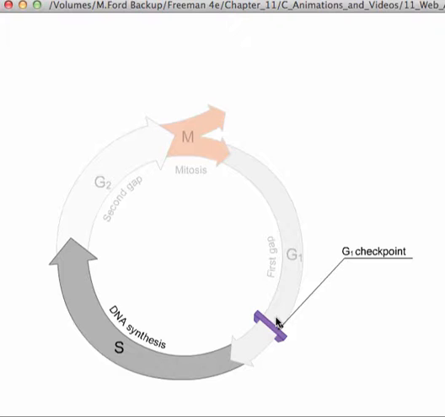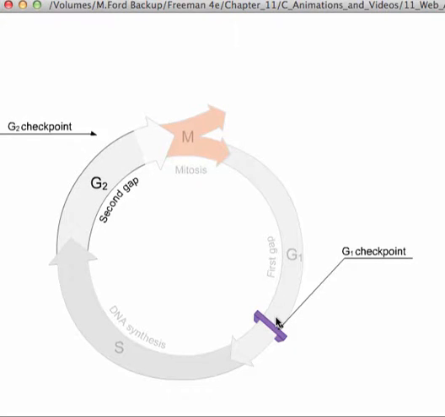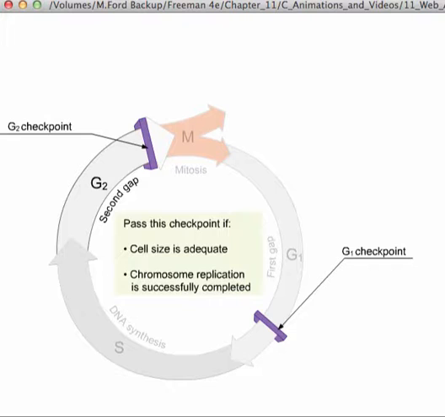The second checkpoint, so there's no checkpoint between S and G2. The second checkpoint is located between G2 and M phase, or mitosis. All right. So here we have a different cyclin. So this is a different protein. We have our M phase cyclin.